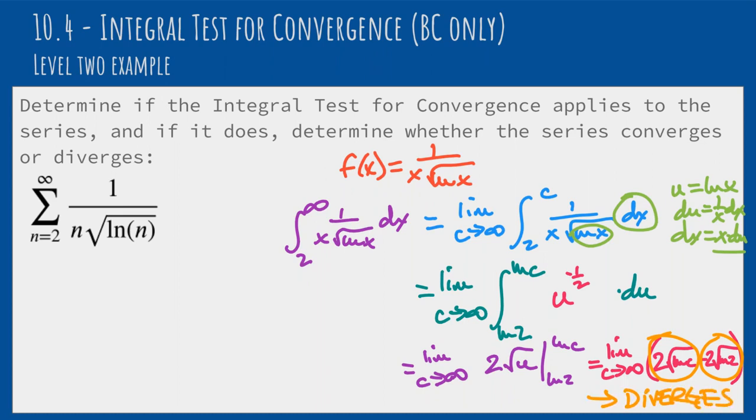So this limit is going to diverge, which means that the integral diverges, which means that the sum that the integral corresponds to also diverges.